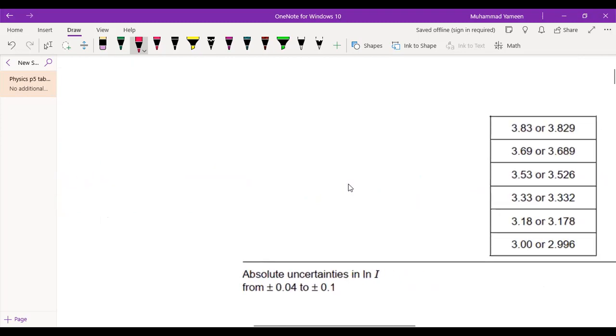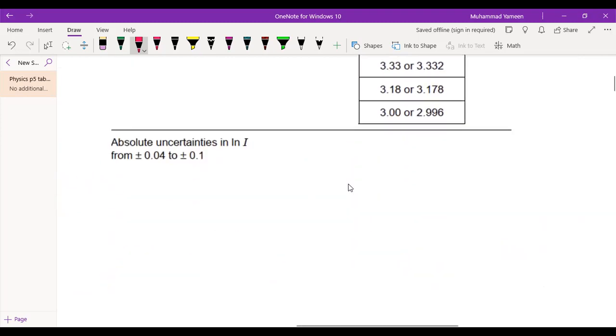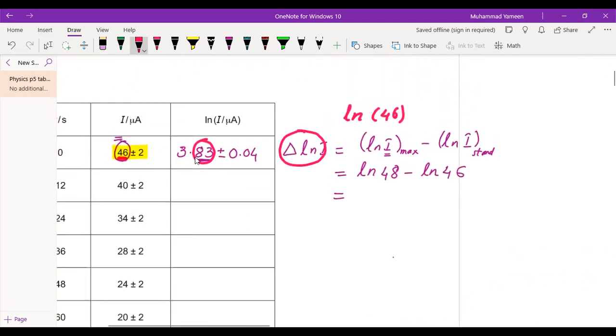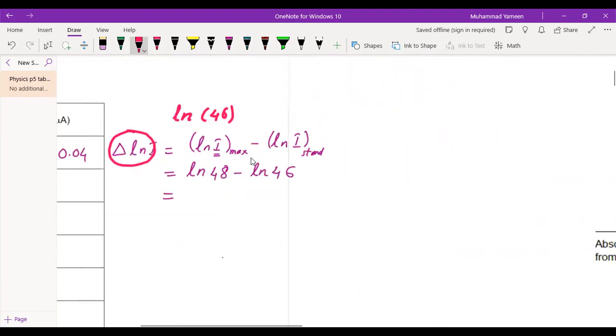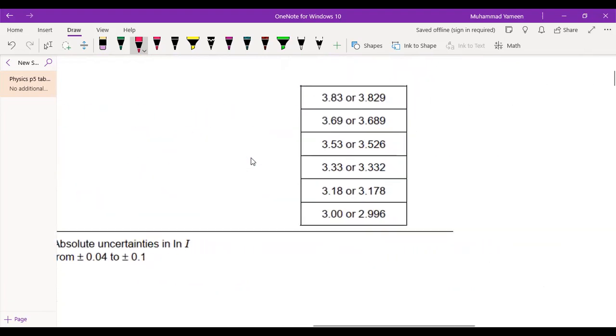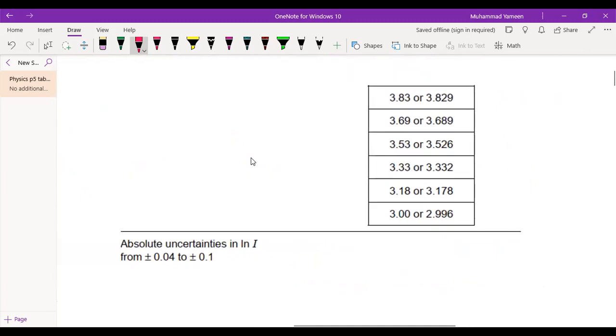And in case of absolute uncertainty, the first value of the error is 0.04. So you should take a screenshot, or you should stop the video and complete your table and compare the answer with this marking scheme.